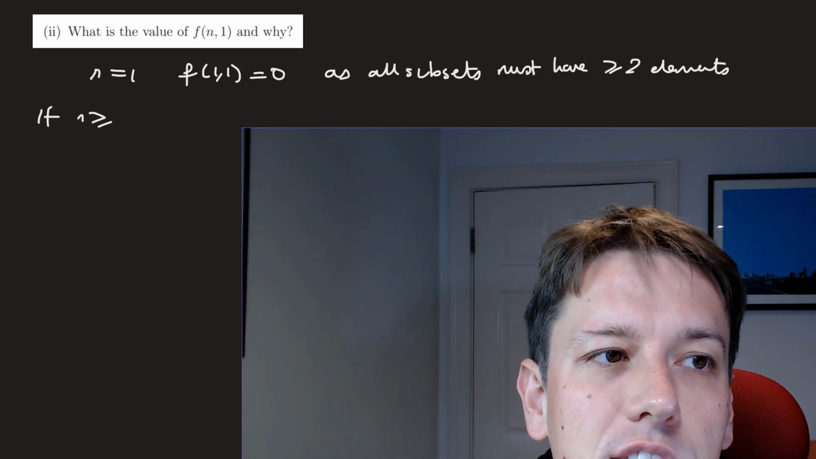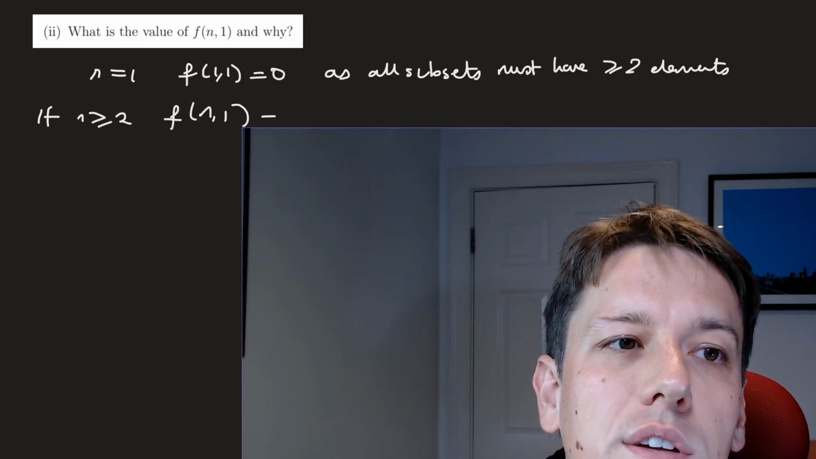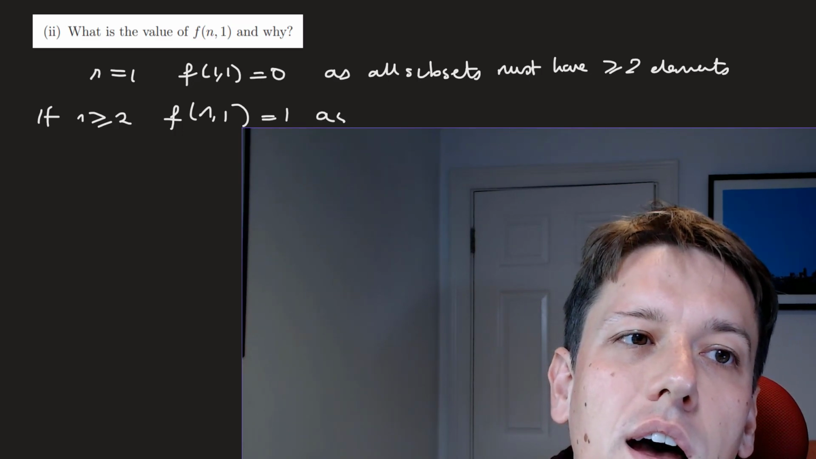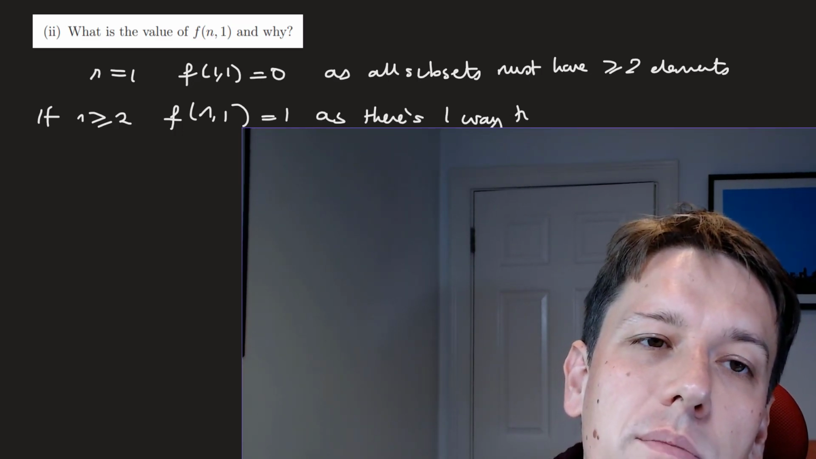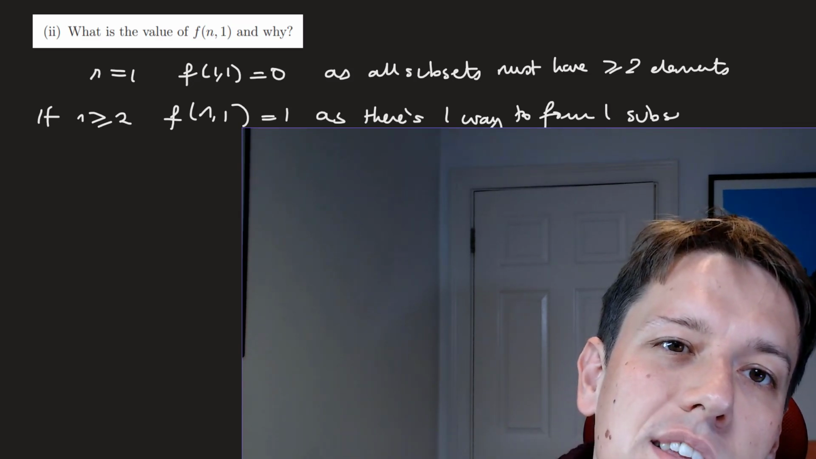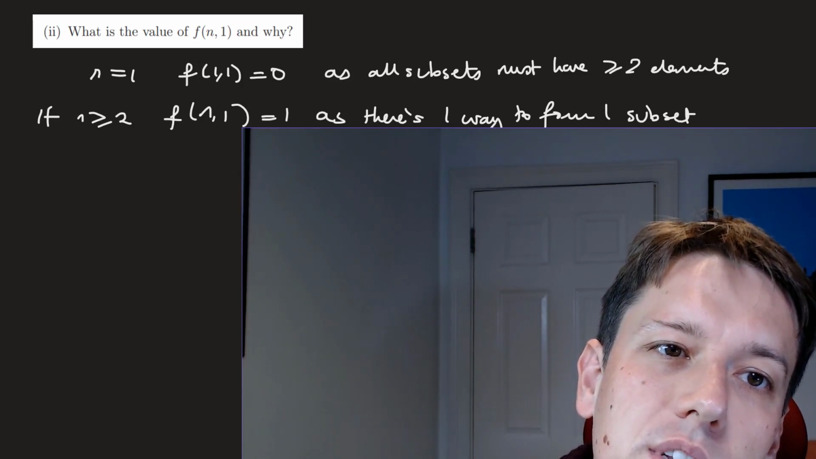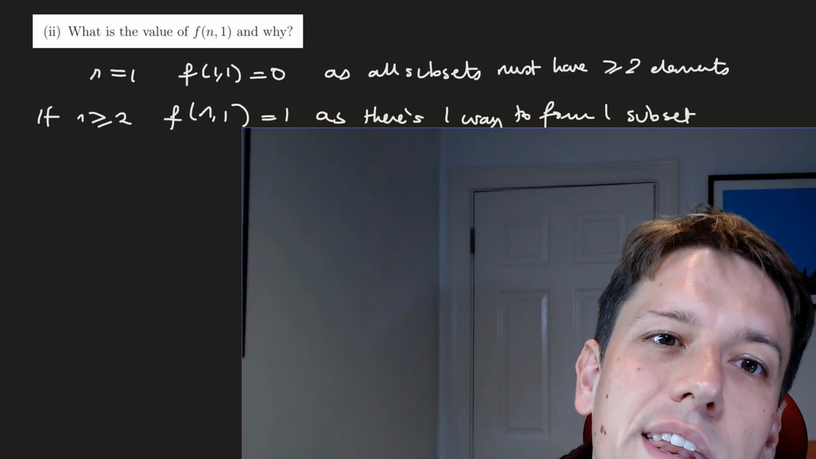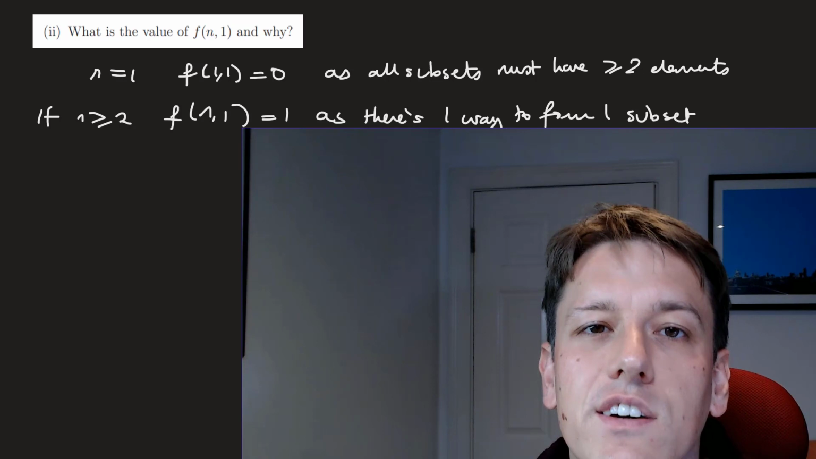But if n is greater than or equal to 2, then f of n and 1 is going to be 1, as there's just one way to form one subset, right? That's to take the whole set. Okay, so if I have a set of n elements and I want to make one subset out of it, the only way I can do that is just to take the whole set as the subset.